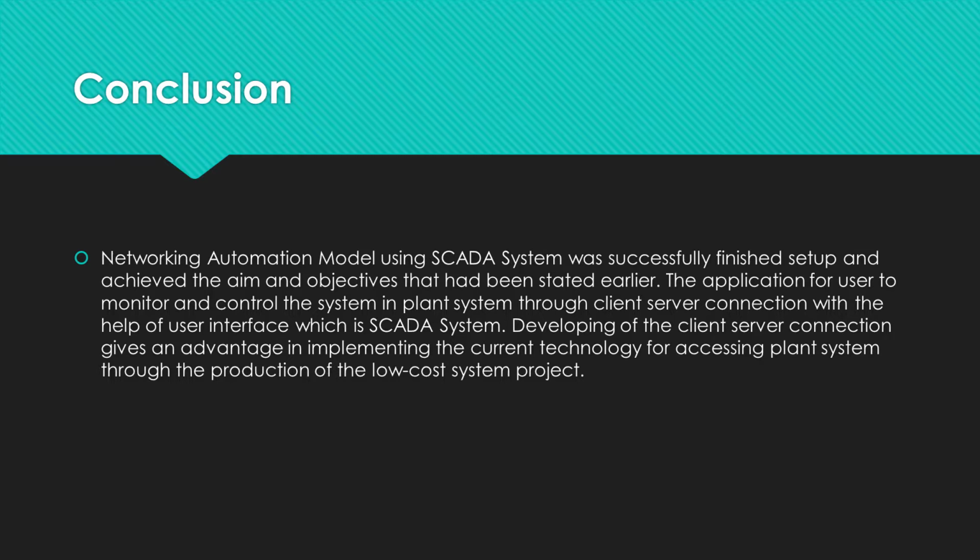So, for the last slide, the conclusion: the networking automation model using the SCADA system was successfully set up and achieved the aim and objectives stated earlier. The application allows the user to monitor and control the plant system through the client-server connection with the help of the user interface from the SCADA system. Developing the client-server connection gives an advantage in implementing current technology for accessing plant systems through the production of low-cost system projects.